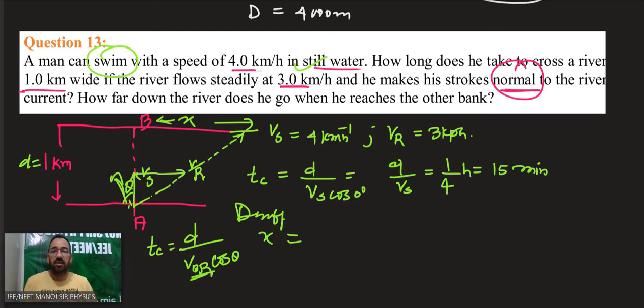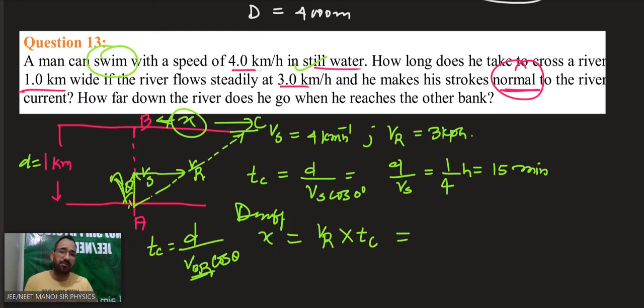Okay, because it is given how far down the river goes. I mean to say you need to calculate the drift. Rather than reaching at point B, it is reaching at point C. That's why "how far down" means you need to calculate the drift. That is drift velocity. What is drift velocity? That is the river velocity into time of crossing.